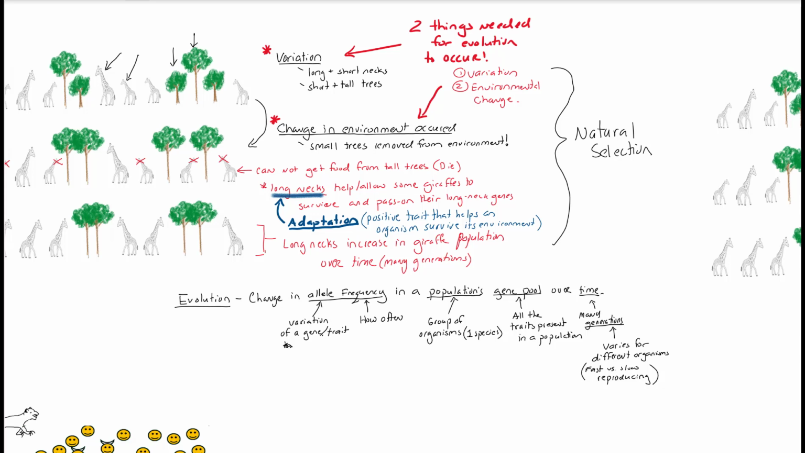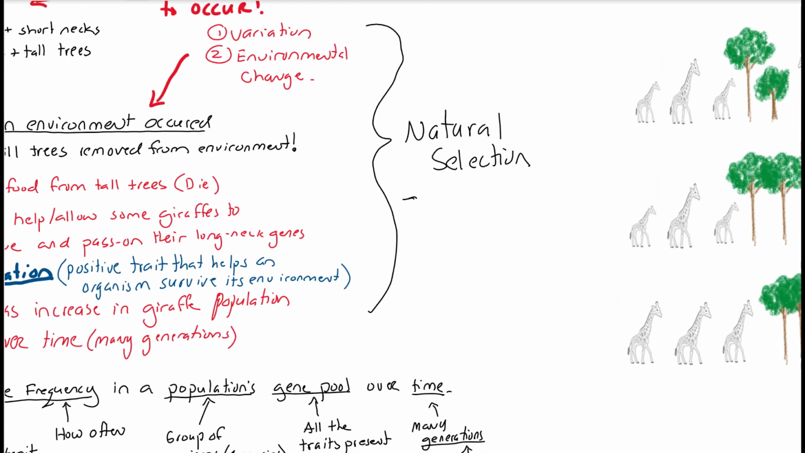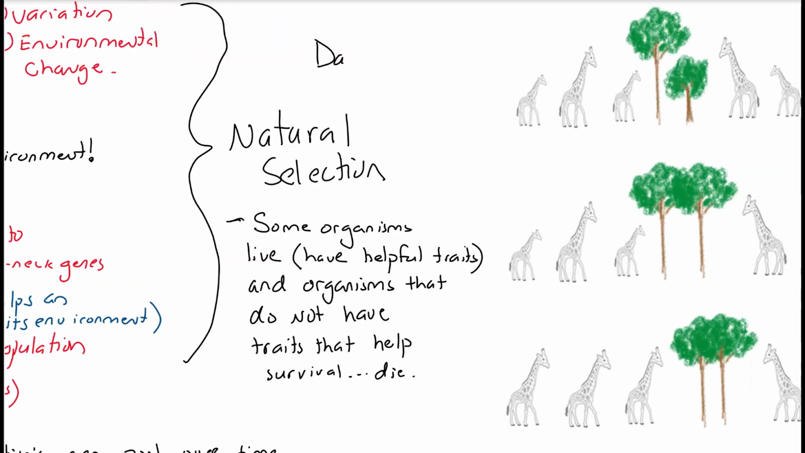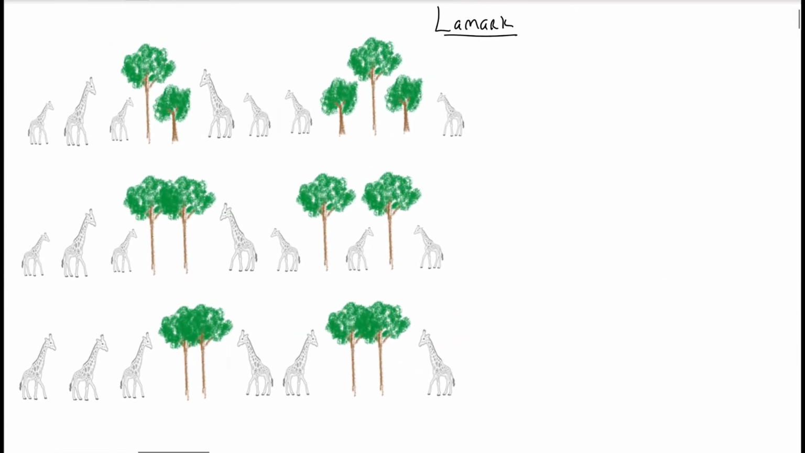This whole first story and our definition we just looked at is called natural selection, where nature chooses which organisms live and which die. So in natural selection, not everything lives. Some organisms will live that have helpful traits or adaptations for their environment, and some organisms do not live because they don't have traits to help them survive. So some live, some die. This is Charles Darwin's idea behind evolution.